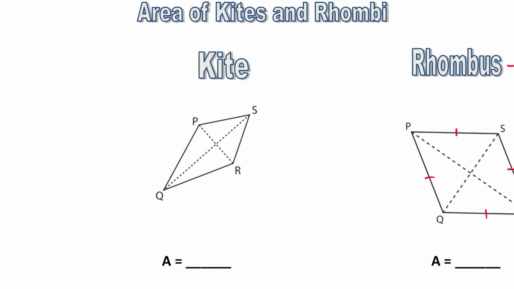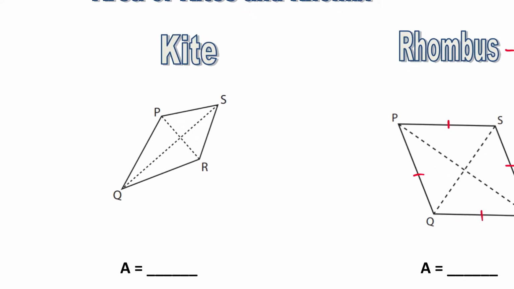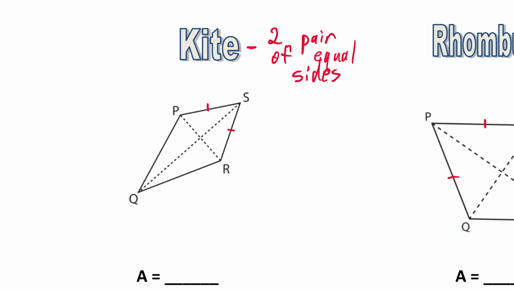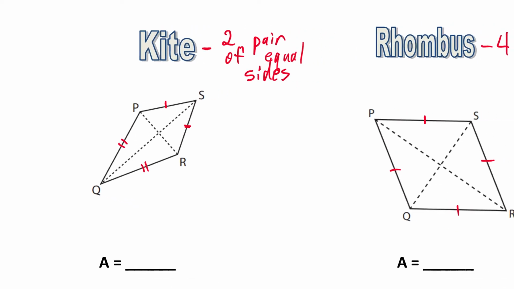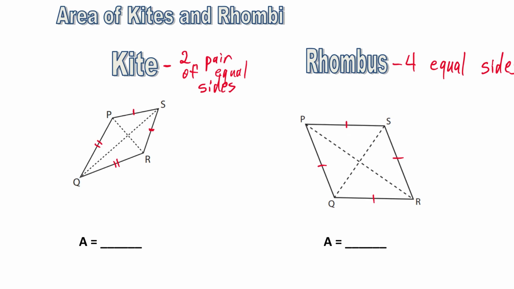So what makes a kite a kite? Yep, exactly. It has 2 pair of equal sides. Or I guess we could say 2 pair of consecutive equal sides or something like that. So in other words, what that means is in a kite, this side and this side are always going to be the same length, and this side and this side are always going to be the same length. So that's the way you can tell the difference in a rhombus and a kite.